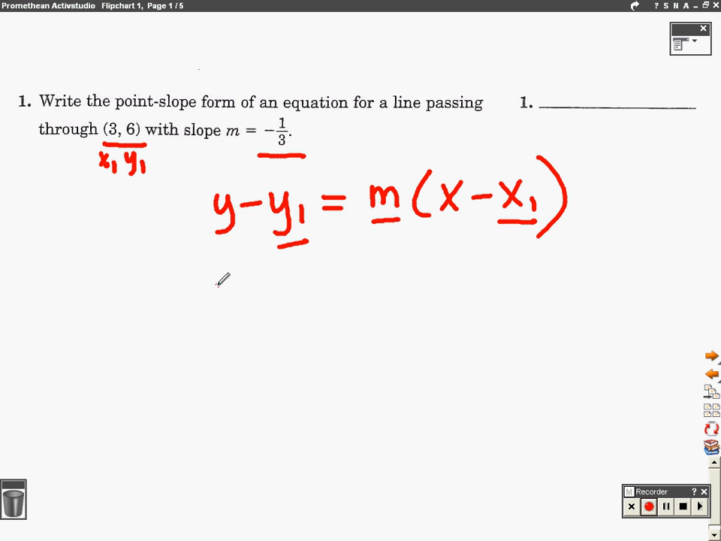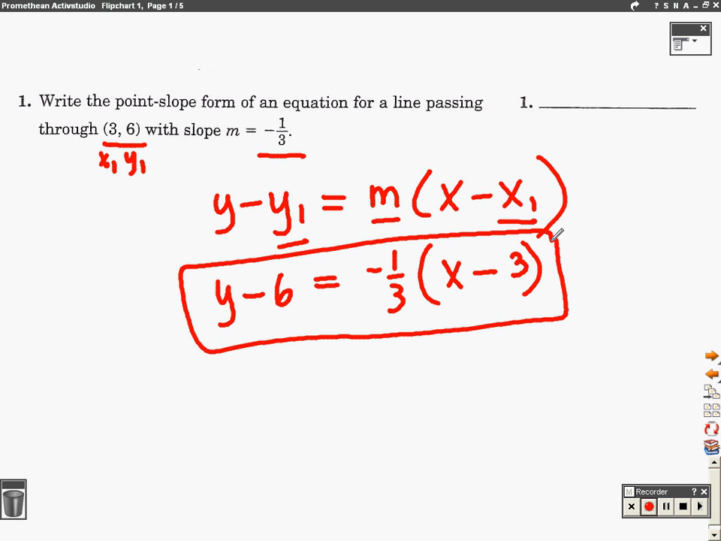That's point-slope form. So it's y minus 6, because that's the y over here, is equal to the slope, negative 1/3, and then you have x minus, and the x point would be 3. And this is your answer. This is point-slope form. You don't have to do anything else.